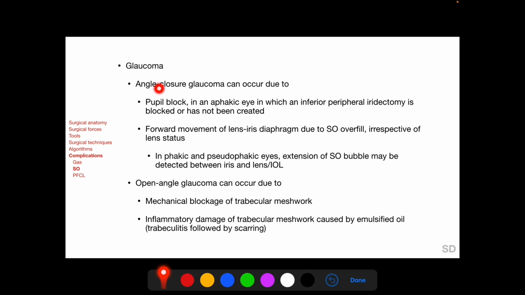Silicone oil can cause angle closure glaucoma either due to pupil block, which typically occurs in an aphakic eye in which an inferior PI is either blocked or has not been created, or forward movement of lens iris diaphragm due to silicone oil overfill, which can occur irrespective of lens status. Silicone oil can also cause open-angle glaucoma either due to mechanical blockage of trabecular meshwork or inflammatory damage of trabecular meshwork caused by emulsified silicone oil.